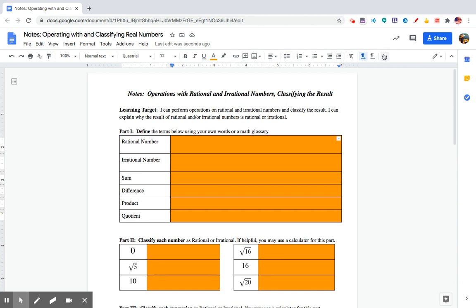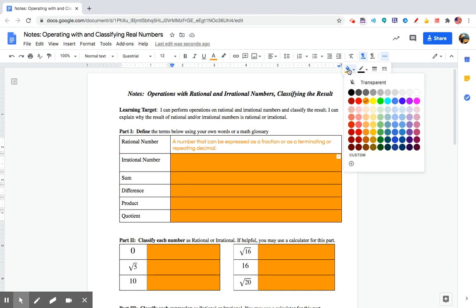A rational number. A rational number, you'll remember, is a number that can be expressed as a fraction or as a terminating or repeating decimal. We know that the set of rational numbers contains other numbers, such as integers, whole numbers, and natural numbers.